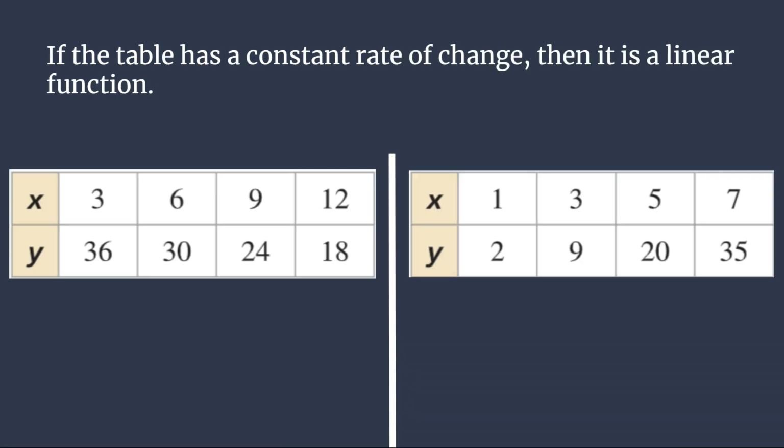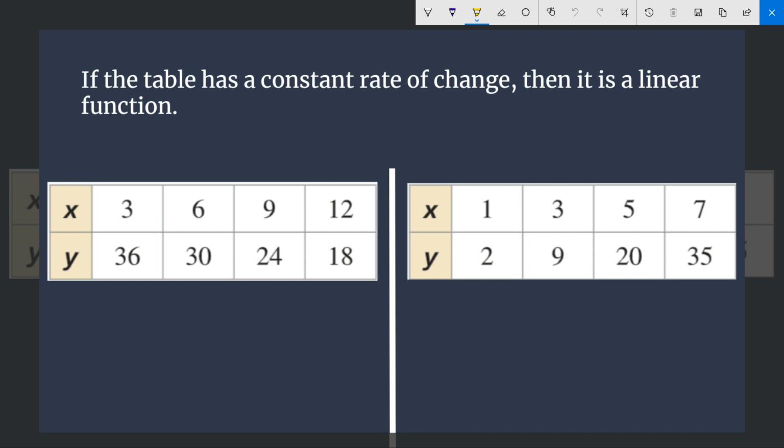If the table has a constant rate of change, then it is a linear function. So to check if a relationship between x and y, like on a table like these, are linear or not, you could plot them, or you can just figure out constant rate of change, if it has one or not. If we look at the first table on the left, we're going from 3 to 6, which is increasing by 3, then 6 to 9, also increasing by 3, 9 to 12, increasing by 3. So the x values are changing constantly. We just need to check if the y values are also changing by some constant amount.